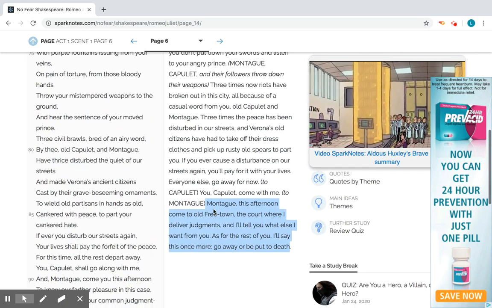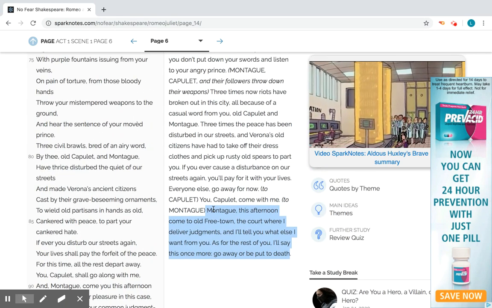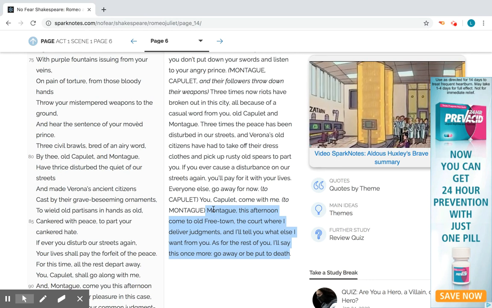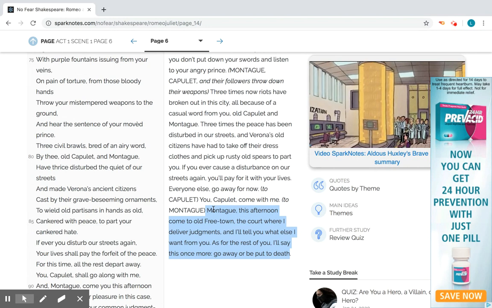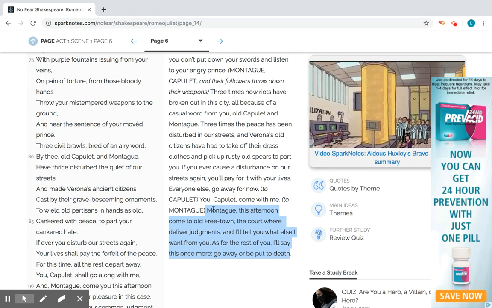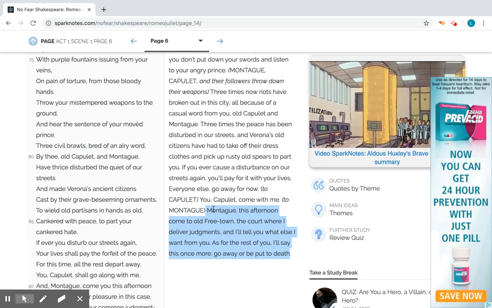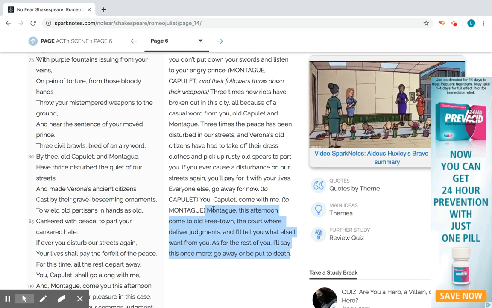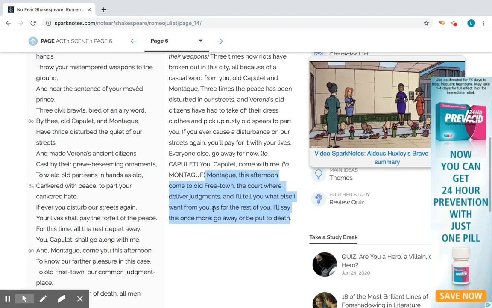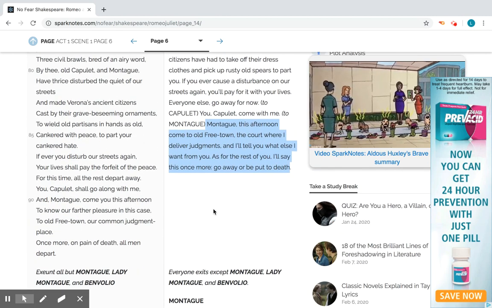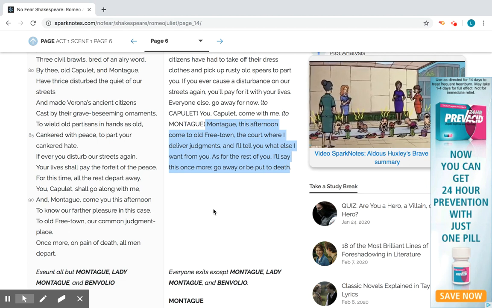So a pretty strong comment here by the prince to tell them to stop fighting with each other. If there's another battle, he tells Mr. Capulet and Mr. Montague that they're going to die with their lives. He tells Mr. Capulet to come with him right now. This is Juliet's dad. And he tells Mr. Montague to come visit him this afternoon, and that is Romeo's father.